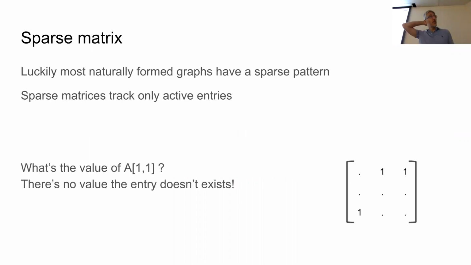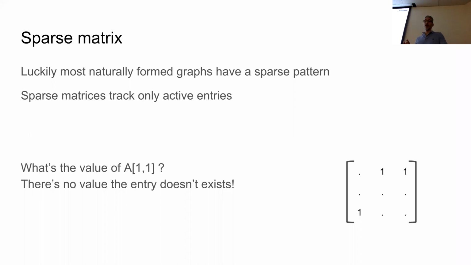Luckily for us, most of the graphs that we're dealing with, the type of graphs that are naturally created, all of those graphs have a sparse pattern. Most of the entries in the matrix would be either zero or represent a non-connection. And so what we can do is use sparse matrices that exploit that pattern, and these only track the active entries. So for example, here's a sparse matrix, and if you were to ask what's the value in the matrix at row 1, column 1, the answer would be the entry does not exist. I cannot tell you what the value is because simply the entry does not exist.